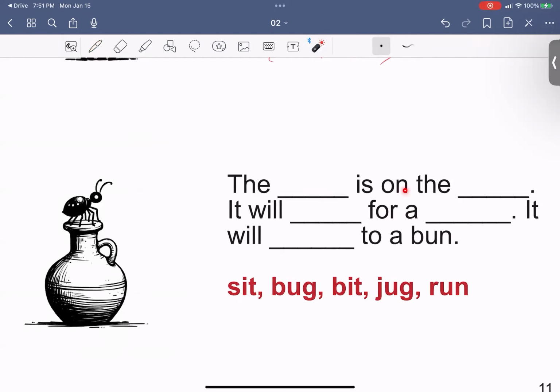The blank is on the blank. So the bug is on the jug. It will blank for a blank. So it will sit for a bit. It will run to a bun. That's our lesson for today. Good job.